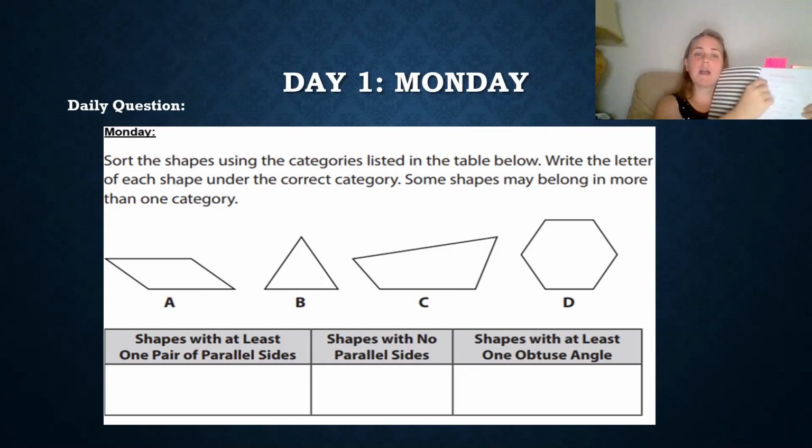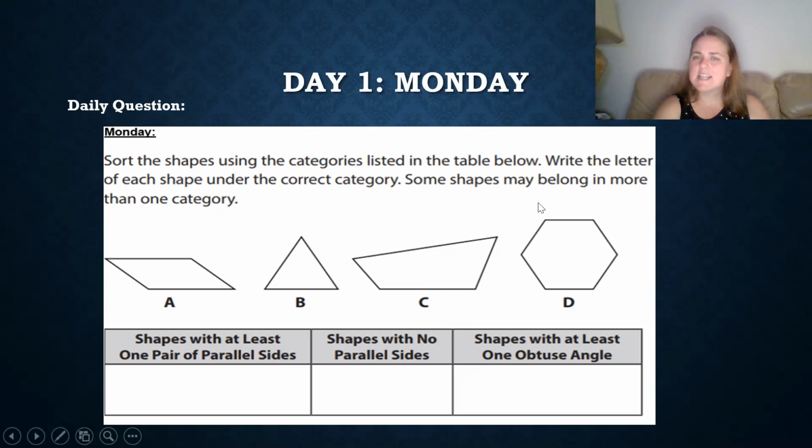And then you're going to write this daily question. You're going to write the words daily question on the first line, and then write this question out. Do the best you can with drawing the shapes. It's most important to look and see how many sides they have as you're drawing them, and try to make them as similar as you can to the one on this slide.